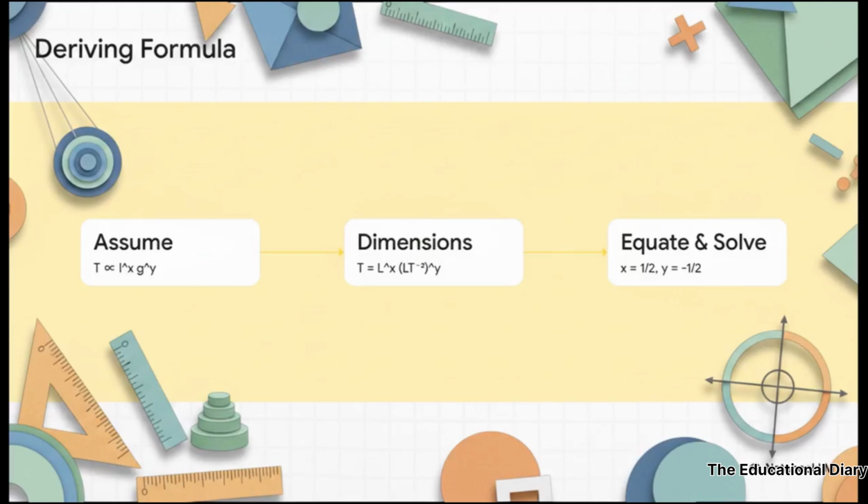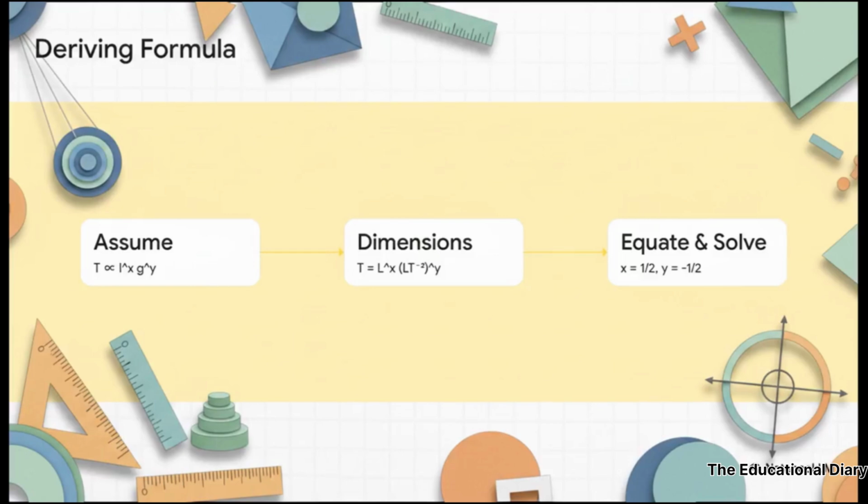Suppose we want to find the formula for the time period of a simple pendulum. Step 1. We know it depends on length, L, and gravity, g, but we don't know the exact powers. So we just assume proportionalities. Time period T is proportional to length to the power of x and gravity to the power of y. Step 2. We write out the dimensions. T equals L to the power of x multiplied by gravity's dimension, LT-2, all to the power of y.